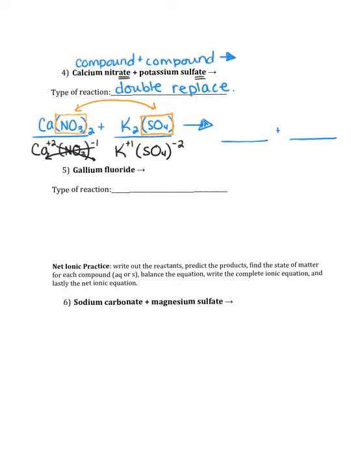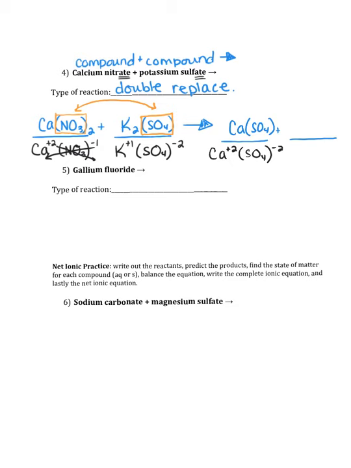So what that means is that we're now going to have a compound of calcium, but that calcium is now going to be connected to sulfate. Calcium has a +2 charge, sulfate is -2, so those charges are going to reduce or cancel. So this compound is just going to be CaSO4.